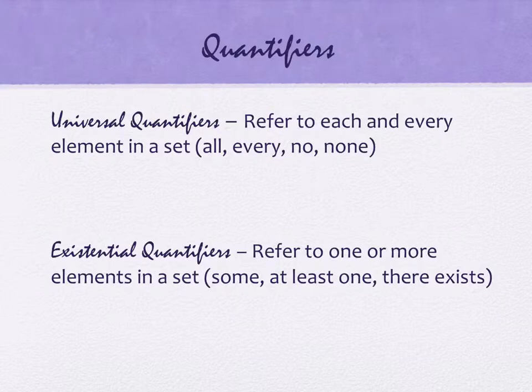Now, the opposite of that is something called an existential quantifier. And this refers to one or more than one element in a set, and it uses a phrase like there exists, some, at least one, those kinds of phrases. So you hear things that sound quite different, like at least one child in my class cannot read. There exists a child in my class who does not live in Shawnee. Okay?